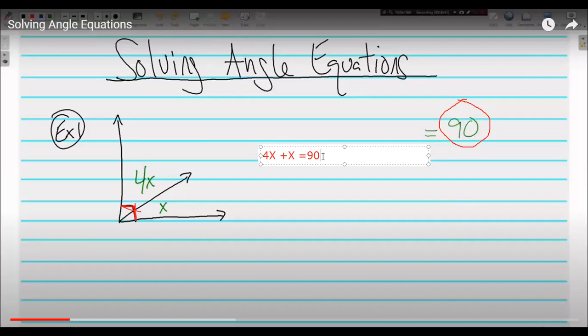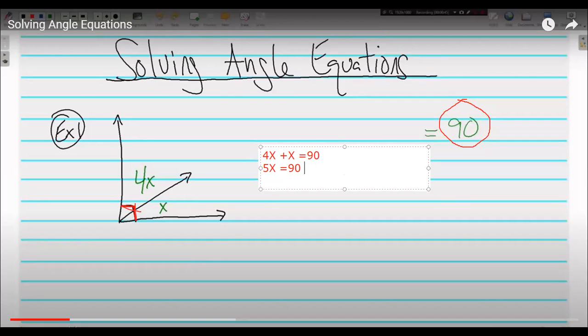4x plus x means 4x plus 1x, so 4 plus 1, it will be equal to 5x. Equal to 90. We want now to find the value of each x. It will be how many? The value of each x.